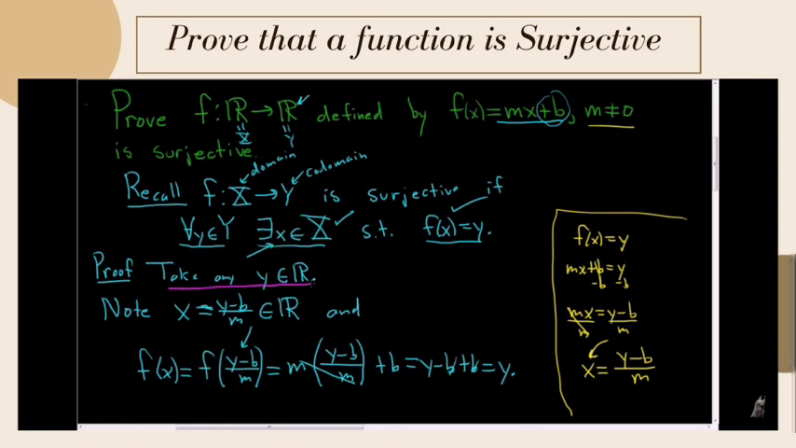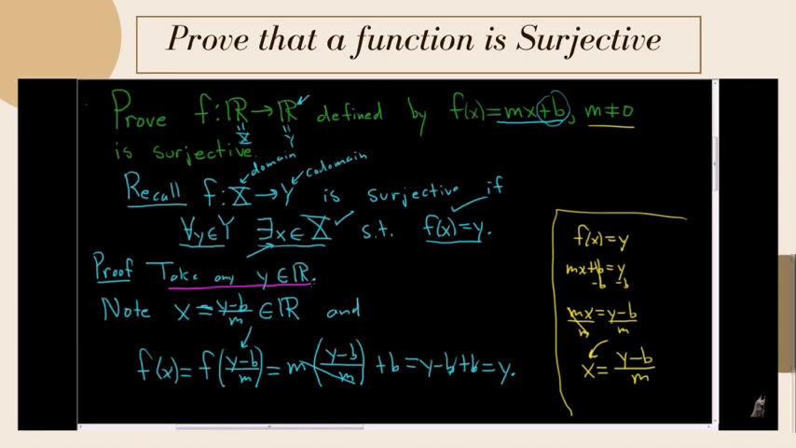We can solve this for x by subtracting b, so mx is equal to y minus b. Then we just divide by m, and we can do that because m is not 0. That is the whole reason for having m not equal to 0. And that's going to be the value of our x. So now, we'll go back to the proof.